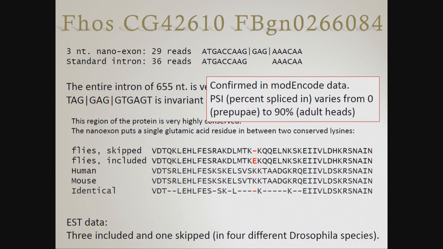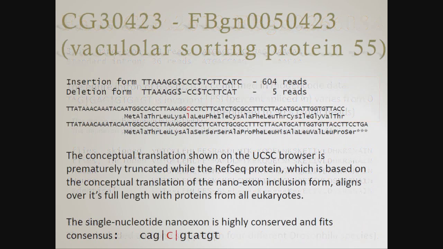And then the final data slide shows an example of a 1-nucleotide exon from a vacuolar sorting protein. This single nucleotide exon is required to maintain the frame of the protein, which is conserved, and had not been described. The UC Santa Cruz genome annotation gives the incorrect, prematurely terminated protein sequence. FlyBase gets it right by reference to an EST sequence, but there's no annotated nucleotide in the genome.